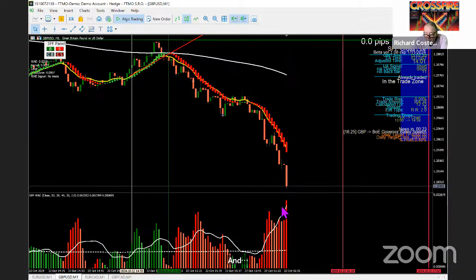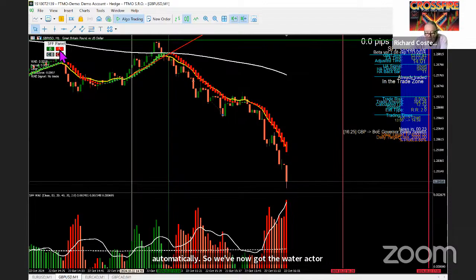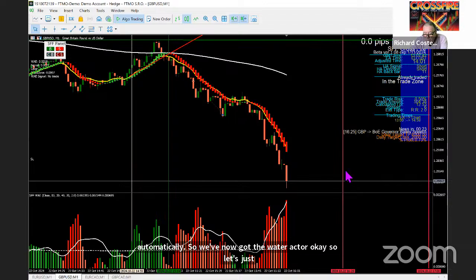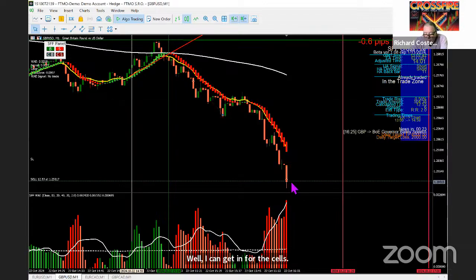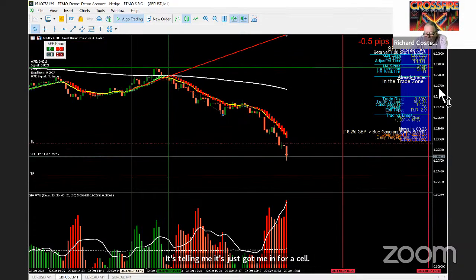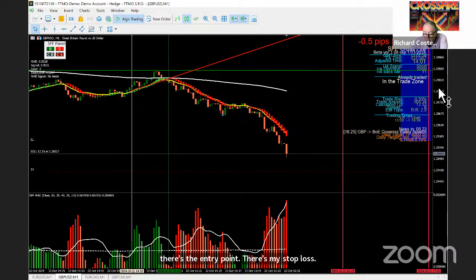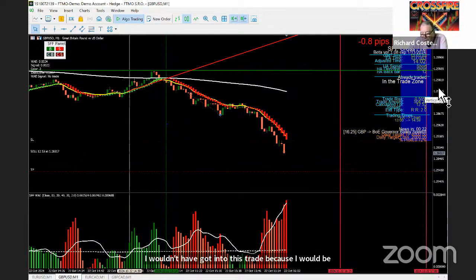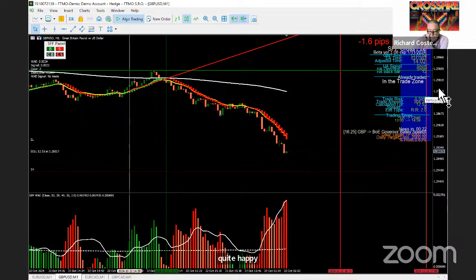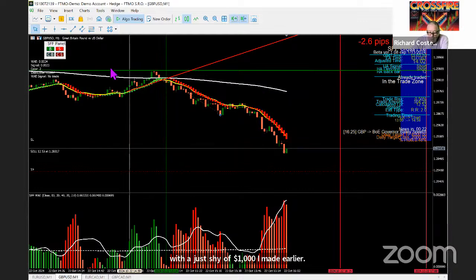So we've now got the Waddah Attah okay. So let's just go, I can get in for a sell. It's telling me it's just got me in for a sell. There's the entry point. There's my stop loss. If I was trading my own money, I wouldn't have got into this trade because I would be quite happy with the just shy of $1,000 I made earlier. But I'm just trying to prove a point. You can get in by clicking the buy or the sell button and overriding the fact that it's telling you you've already traded.